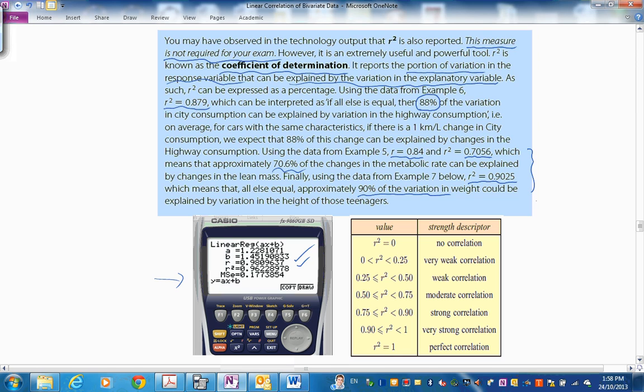Before we go though, some people like to talk about the strength based on the r squared value, not the r value. So here's some idea of what words you might use. This screen clipping here comes from Hayes and Harris. So if r is naught, r squared is naught. No correlation. If r squared is between 0 and 0.25, very weak. Between 0.25 and 0.5, weak. So it all goes up in 0.25. It's easy to remember. 0.5, 0.75, moderate.